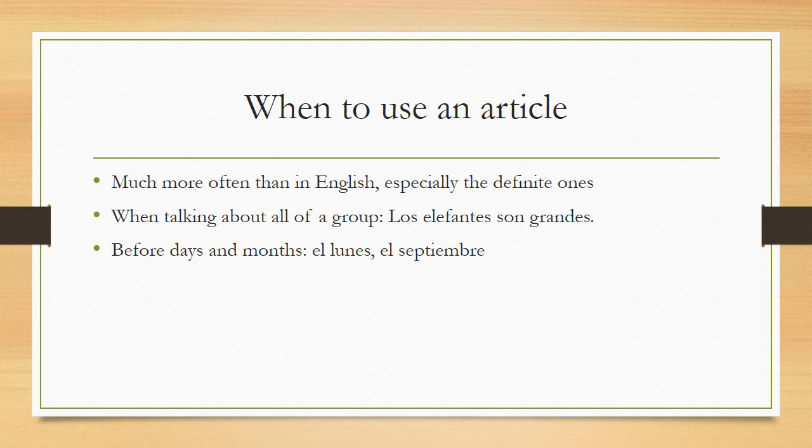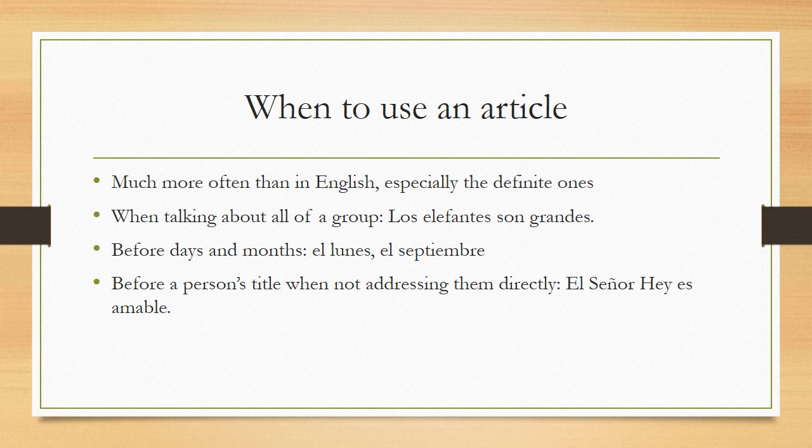Before days and months: el lunes, el septiembre. So if you want to say on Monday I have an exam, you would say el lunes, the Monday I have an exam. And if you want to say September is a cold month, el septiembre es un mes frío. Days and months are masculine, and they almost always take articles. So just so you know.